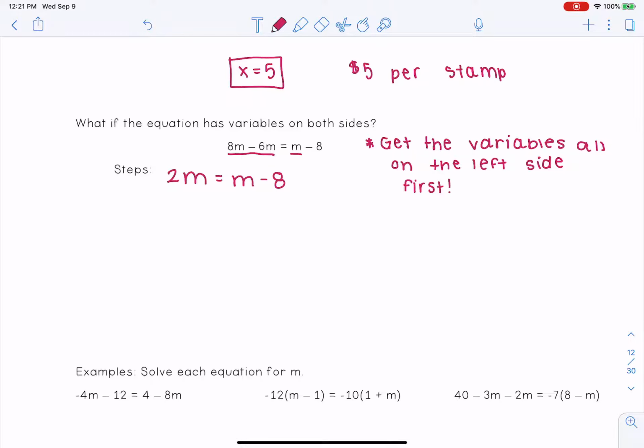Now I need to move that m to the other side. Remember, this m is really like a 1m. To move it to the other side, I will just subtract it from this side and subtract it from this side. So 2m minus 1m is 1m equals negative 8. Or sometimes we just like to say m equals negative 8.